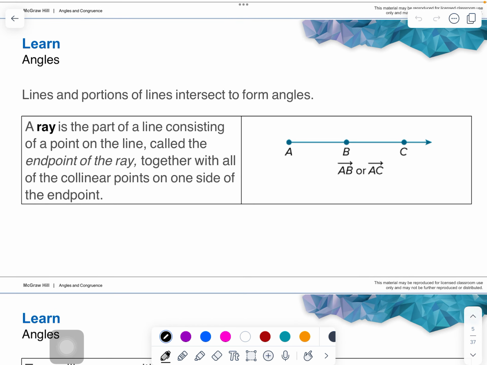So today, let's see, pulling up my notes so that I can see what you guys have at the same time. We're going to be looking at a lot of definitions today.